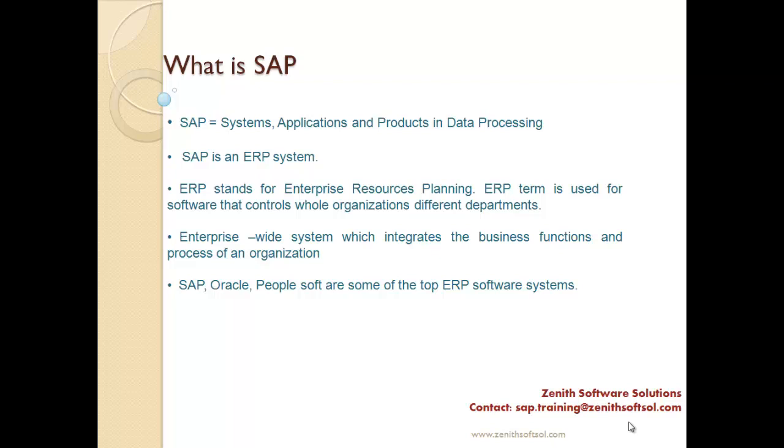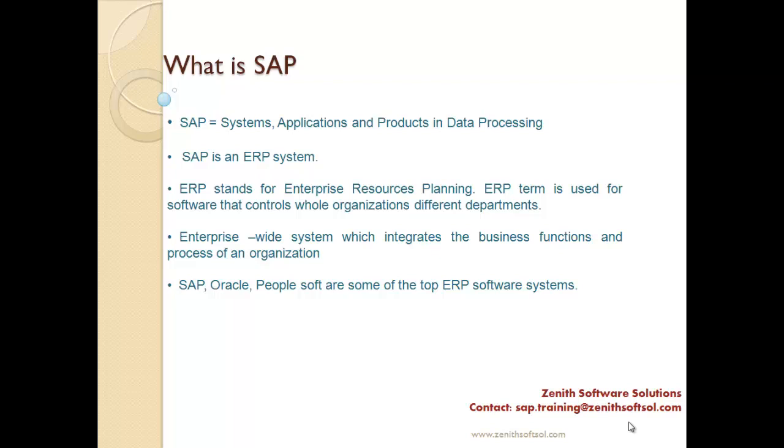So SAP is an ERP system, and ERP stands for Enterprise Resources Planning, meaning that enterprise is a company or any organization. Resources could be anything. It could be an employee, it could be material, anything. How we are going to plan that? So ERP stands for Enterprise Resource Planning, and SAP is one of the ERP.